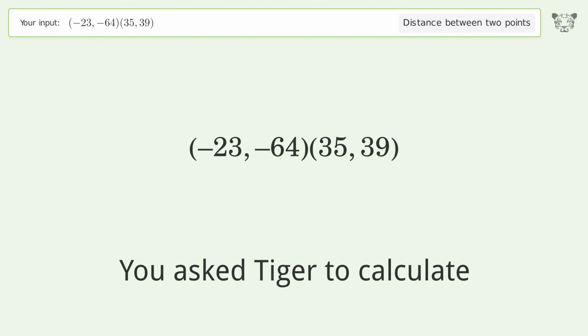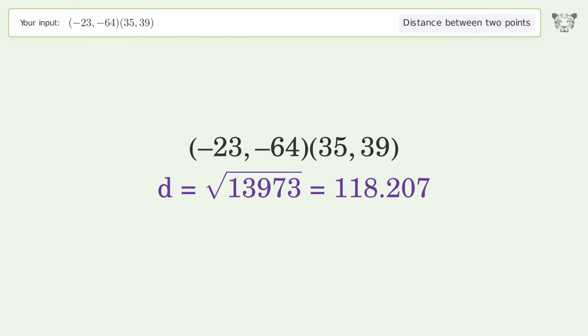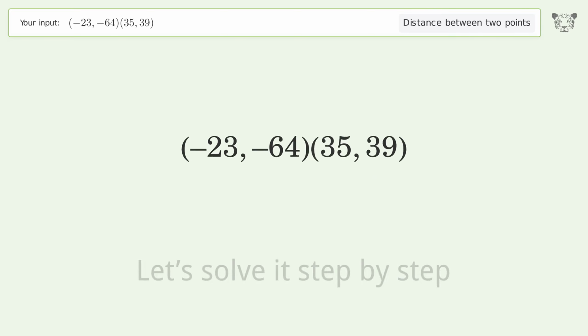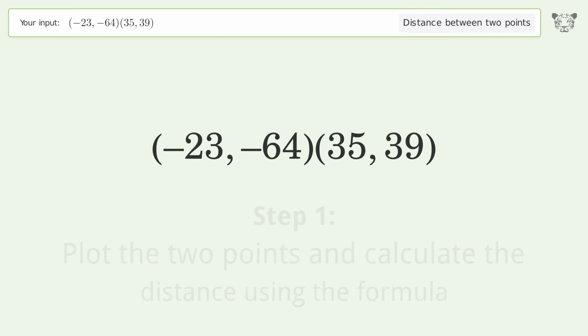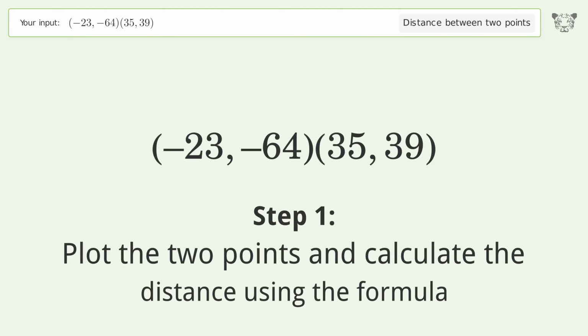You ask Tiger to calculate. This deals with the distance between 2 points. The distance between the 2 points is the square root of 13,973 or 118.207. Let's solve it step by step. Plot the 2 points and calculate the distance using the formula.